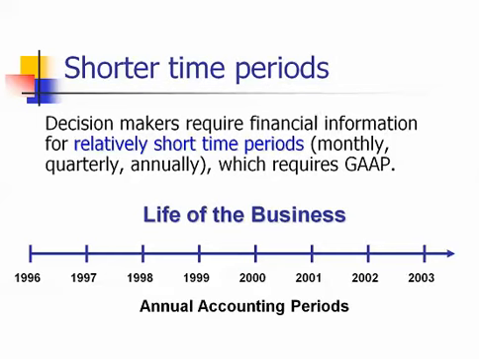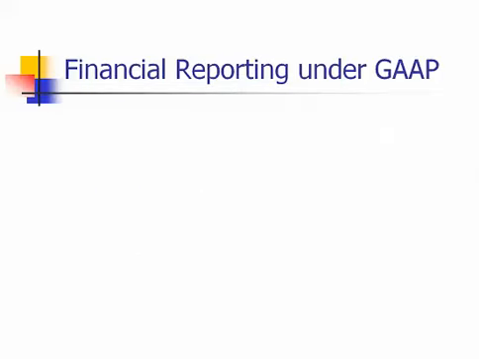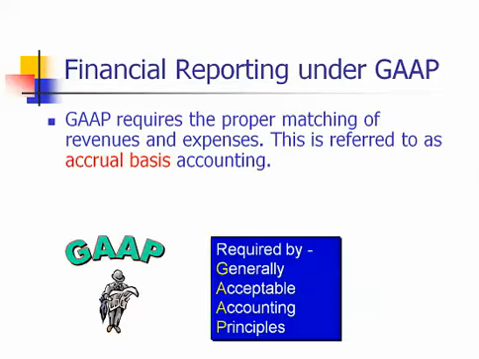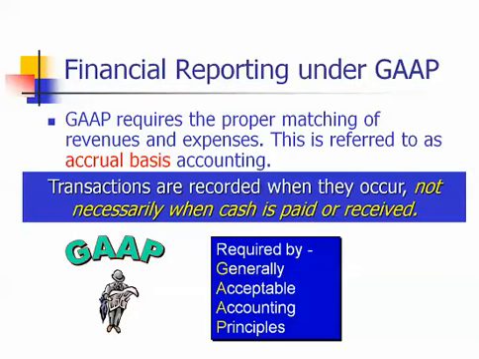However, for shorter time horizons, quarterly or annually, cash basis accounting is inadequate, and we must address the timing issues associated with properly matching revenues and expenses. Generally accepted accounting principles, or GAAP, attempts to address the issue of properly matching revenues and expenses. GAAP requires the use of accrual basis accounting, and under accrual basis accounting, transactions are recorded when they occur rather than when cash is paid or received.